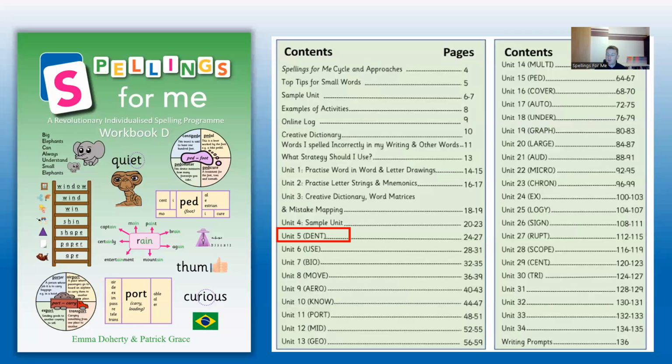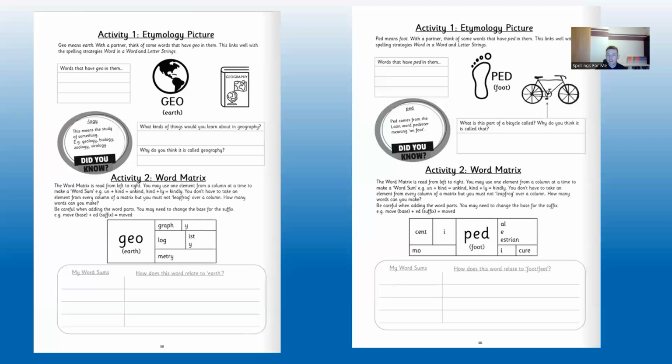It's highlighted in the table of contents of each workbook, C, D, E, and F, what morphology or etymology theme they're going to be studying that week. As you can see, in Unit 5 of this week in Workbook D, they'll be studying dent words. Dent means tooth. These are what the activities look like in the student's workbook.